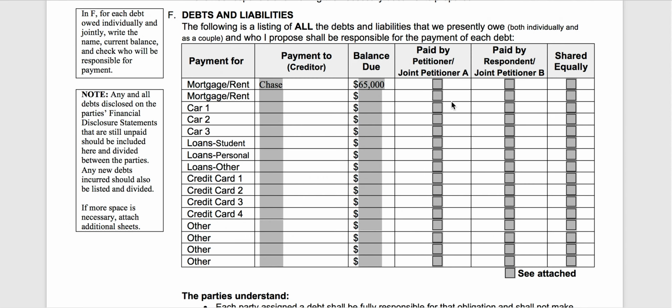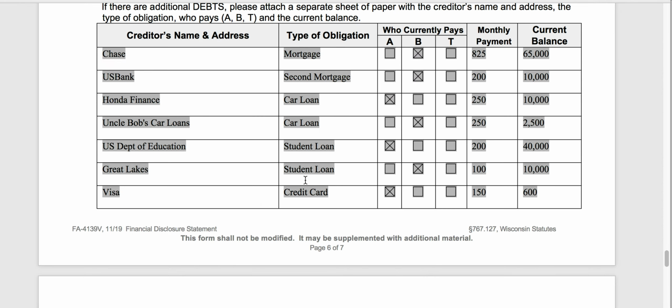And then over here, you're going to indicate who is going to pay the debt going forward. So you can say it is going to be paid by the petitioner or joint petitioner A. In our situation, that would be Jane. You can say that it's going to be paid by the respondent or joint petitioner B. In our situation, that is John. Or you can say that they're going to share that equally. So here, Jane could propose that John's going to pay it. She could propose that she's going to pay it. All that sort of stuff.